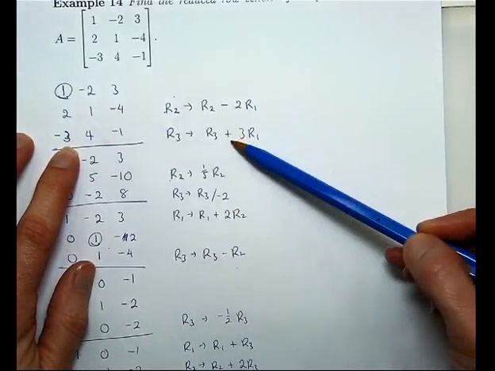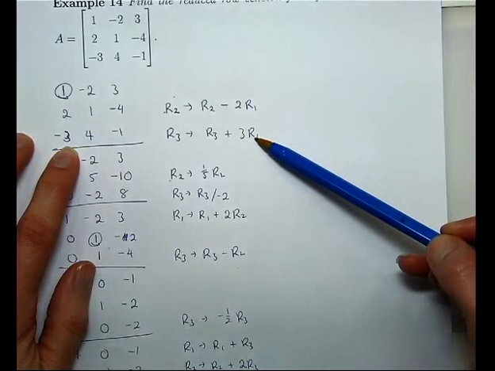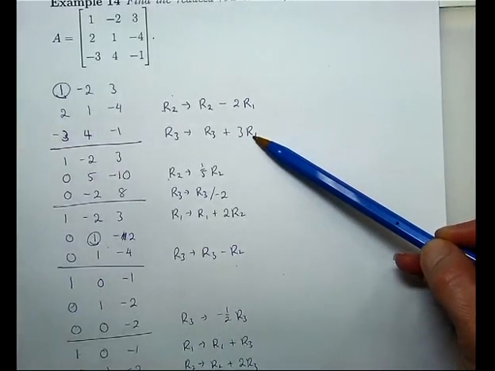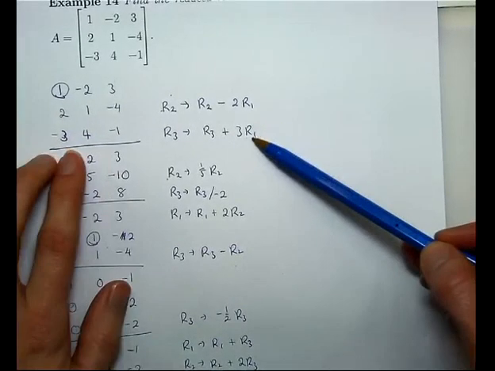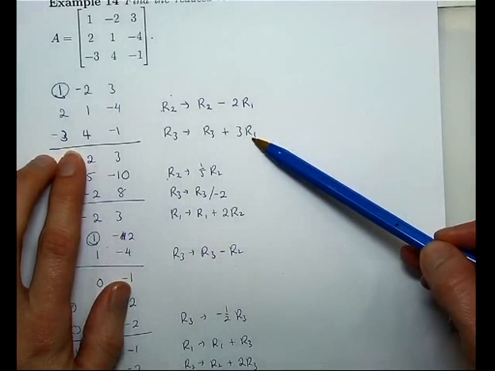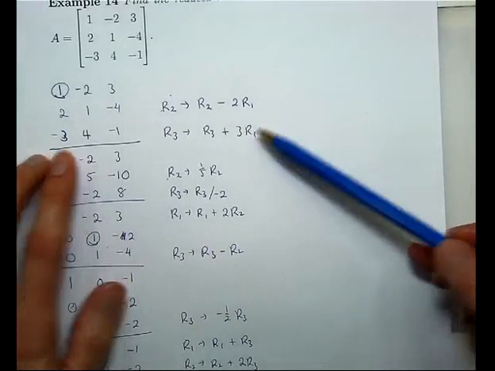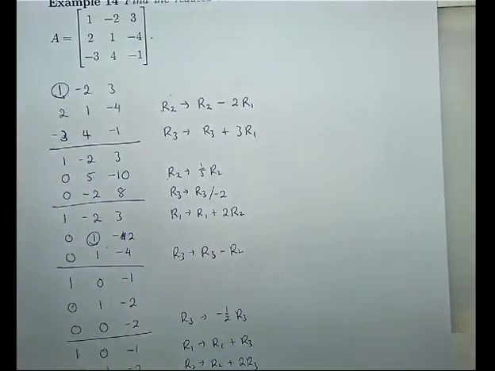To do that, I have to add 3. So I want to do 3 times the pivot row. I can't just add 3, because that's not one of those rules. I have to do 3 times a row. Does that make more sense? Does that make sense to everyone?